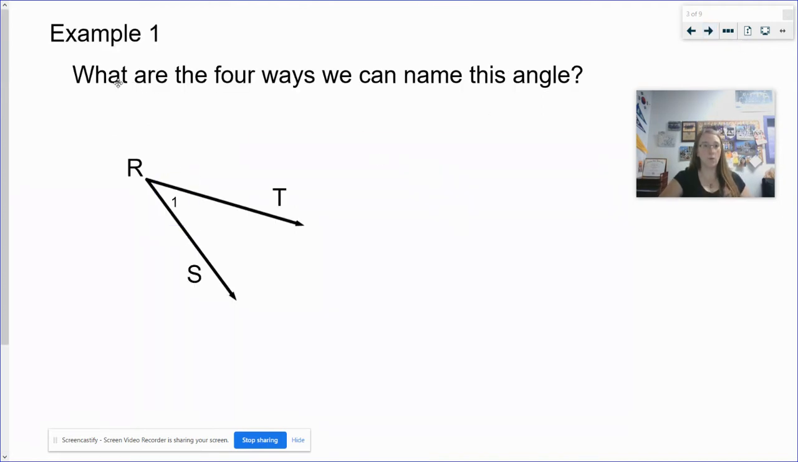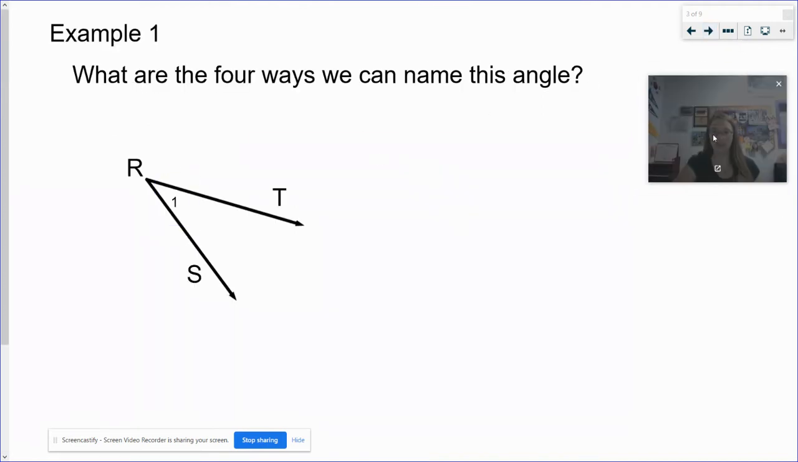So let's try this. What are the 4 ways we can name the angle? So there are 2 ways by naming it with 3 letters. There is 1 way to name it with the vertex. And notice I gave you a little 1 here.